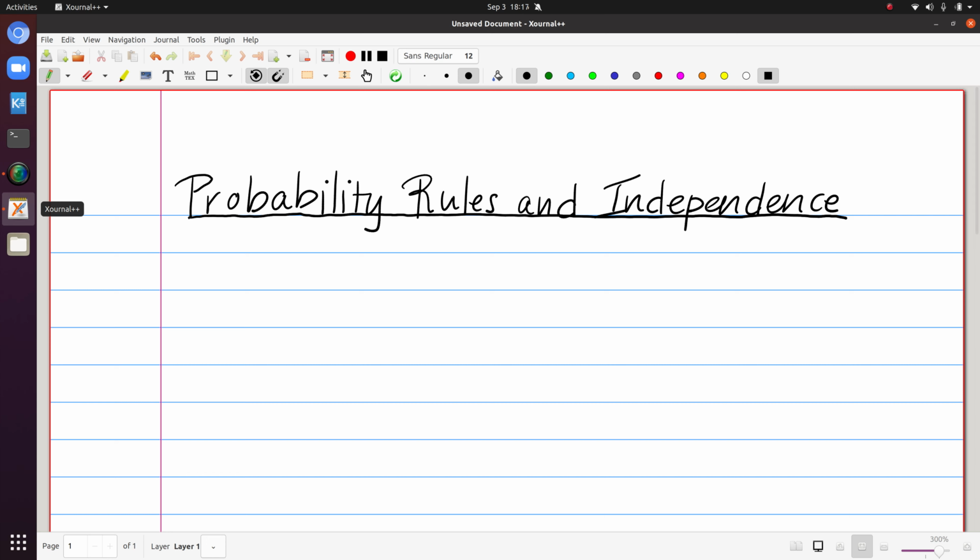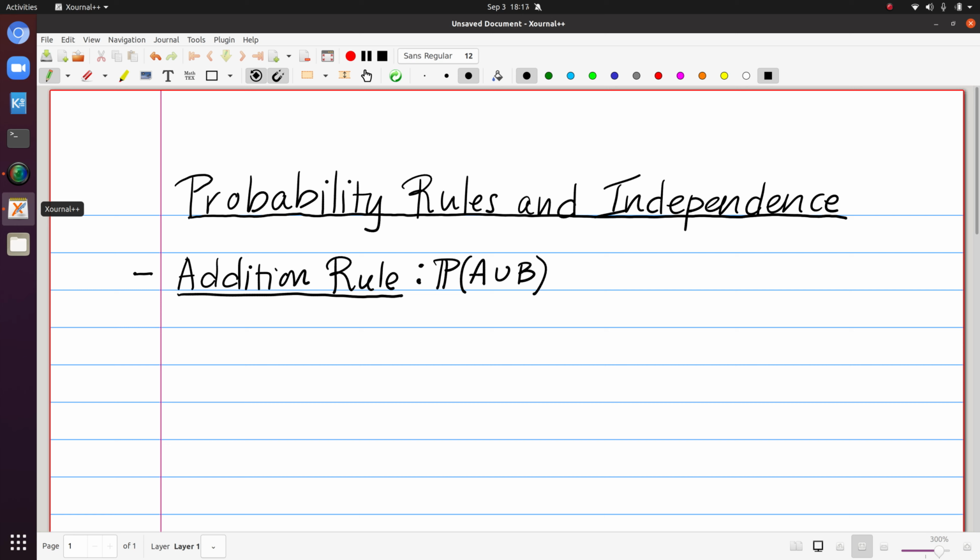So the first rule I want to look at is called the addition rule. And this tells us the following. The probability of A union B, and importantly, this just means or, is equal to the probability of A plus the probability of B minus the probability of A intersect B. And again, that just means and.